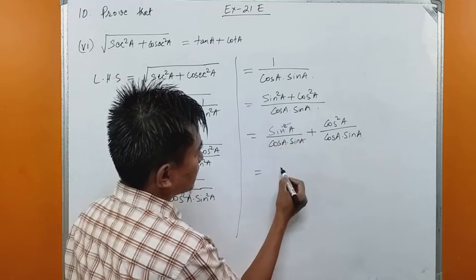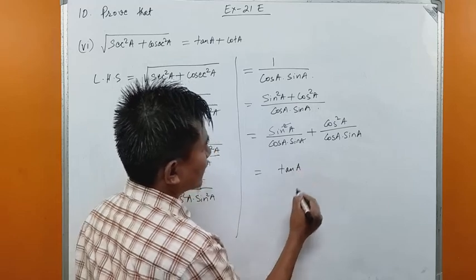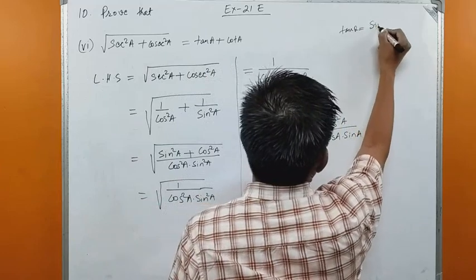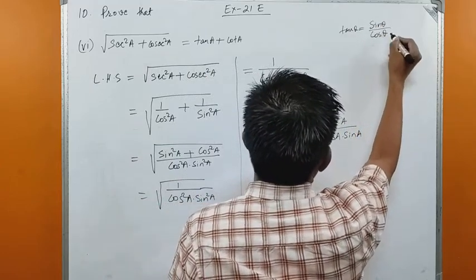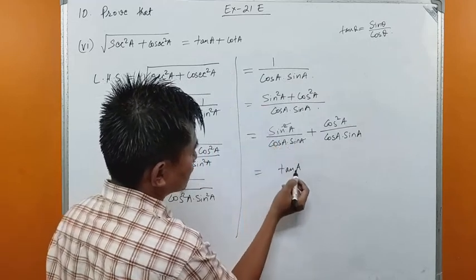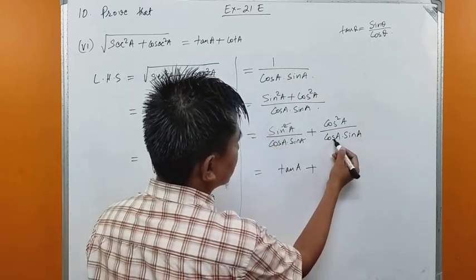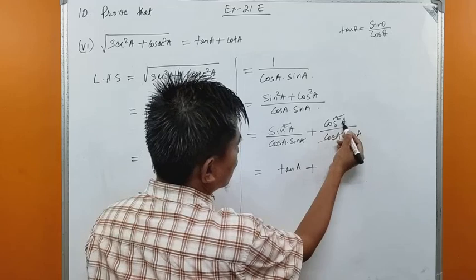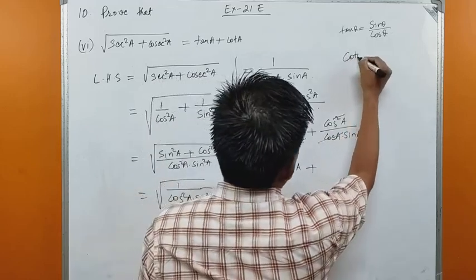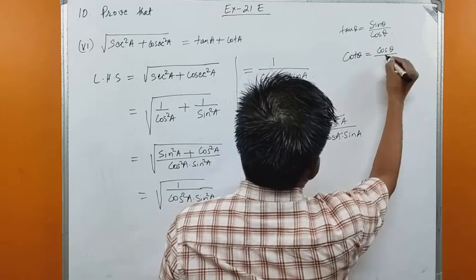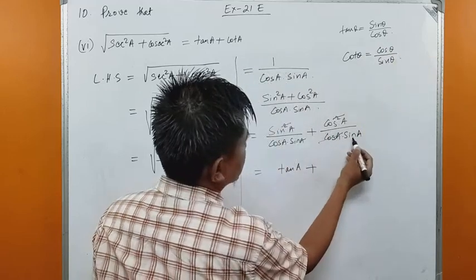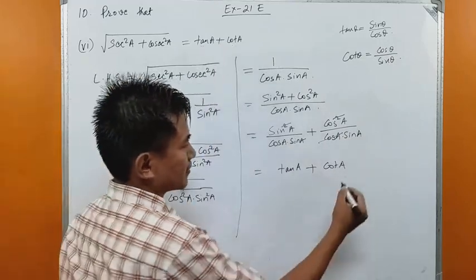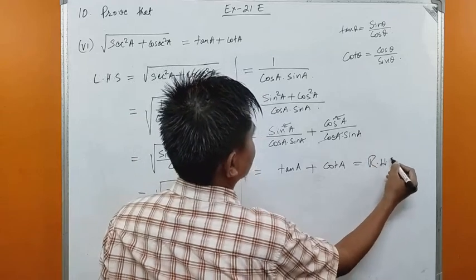So sin A upon cos A means tan A, isn't it? Tan theta equals sin theta by cos theta. So sin A upon cos A is tan A, plus here we have 1 cos A and here we have cos square A, so cos A and cos A can be cancelled. So here cos A upon sin A; cot theta means cos theta upon sin theta, isn't it? So cos A upon sin A means cot A, tan A plus cot A. So this is what we have in the right hand side, equals RHS, hence proved.